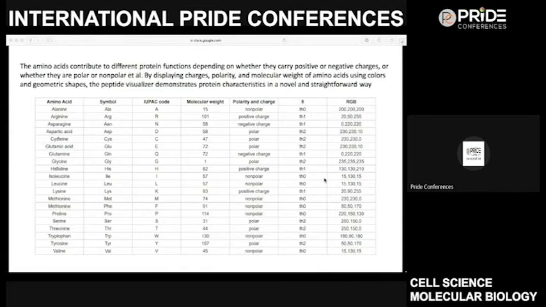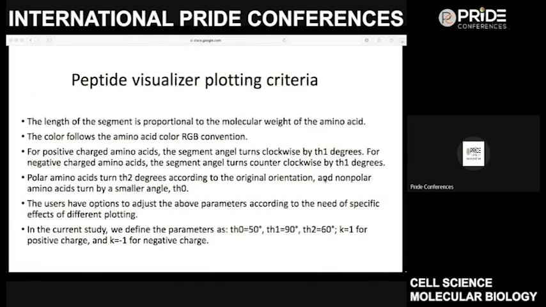The basic idea is to color each amino acid using different colors following the RGB convention. This is explained in the last column of the table. We can turn the line segments to different angles depending on the charges and polarities. I'll explain more details in the next slide.